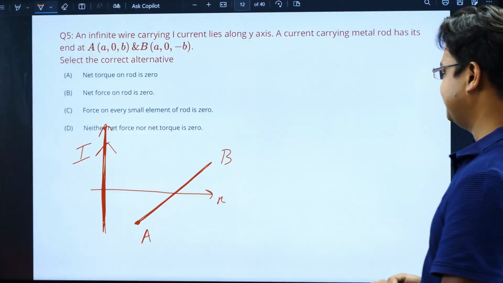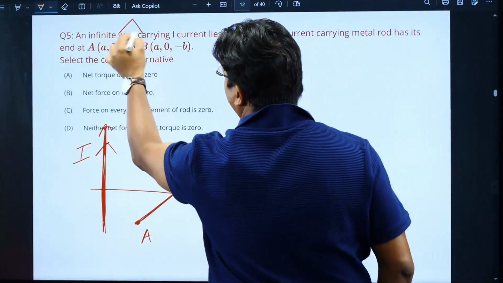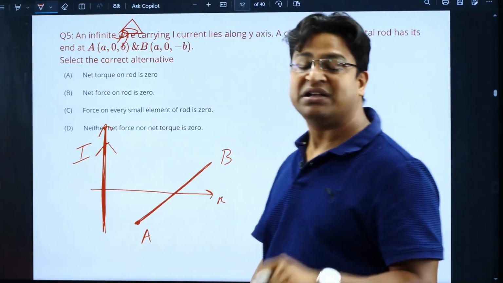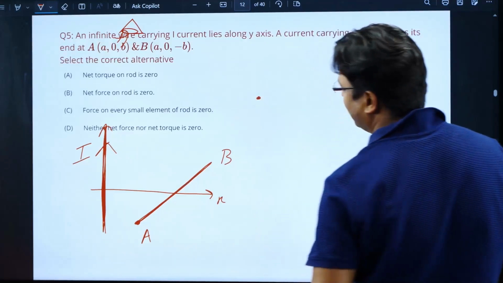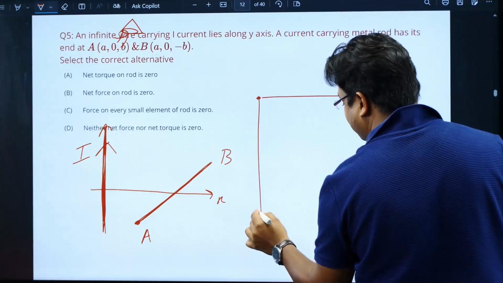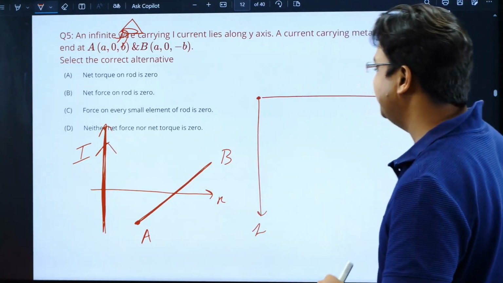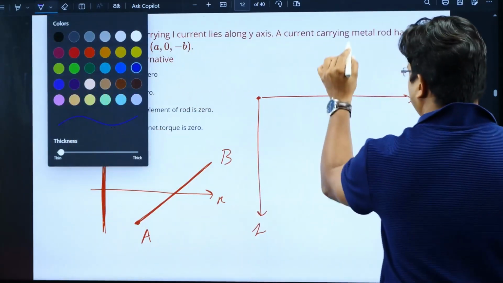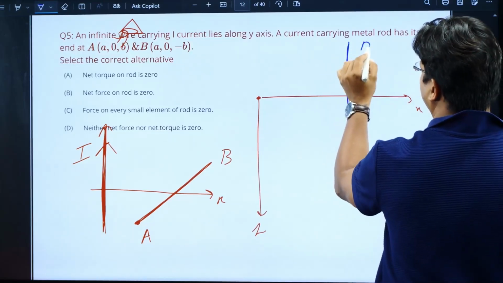So if I am observing this figure from the top, the wire will appear as a dot to me. Let me draw it here. So the wire will appear as a dot to me, and the x-axis will be in this direction. The z-axis will be in this direction. This wire is actually the y-axis, which appears in the form of a dot to me. And the rod will be visible to me here. This end will be A and this end will be B.